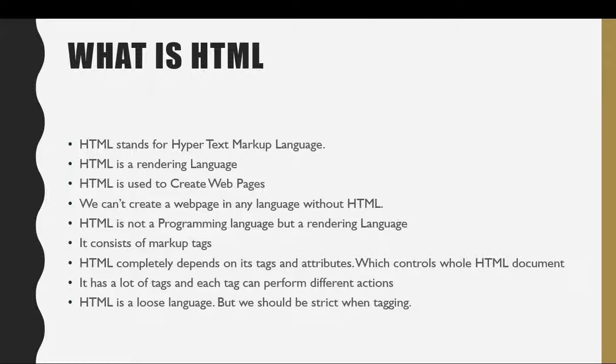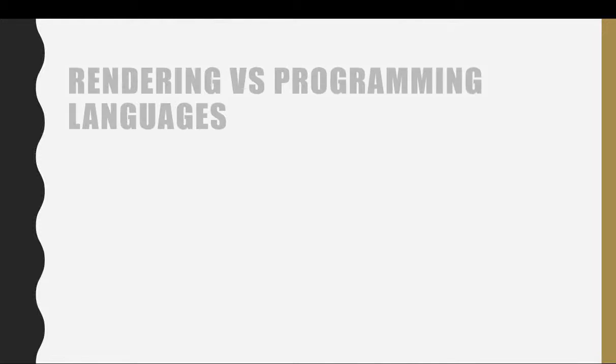HTML is a loose language, but we should be strict when tagging. What is the meaning of a loose language, or being strict? For example, you put the starting tag and the ending tag, but in the starting tag you write the tag text in small letters, and then you make it capital in the ending tag. So HTML is a loose language, it has no problem, but you should maintain case consistency. However, it's not strict.